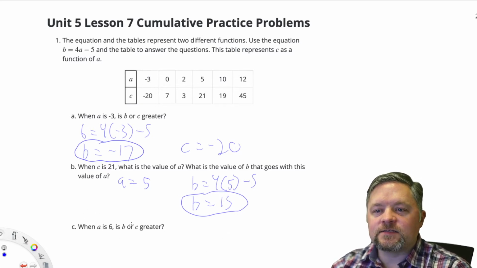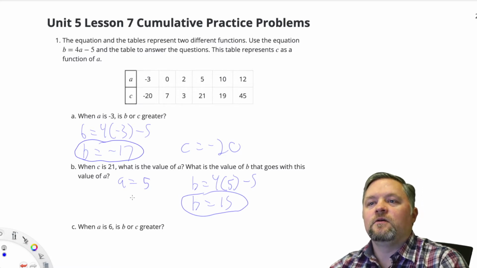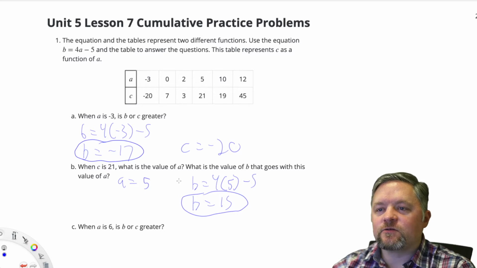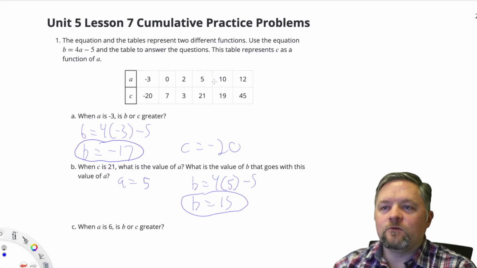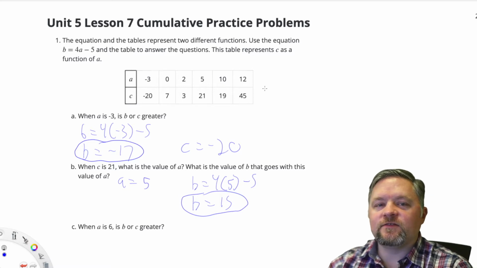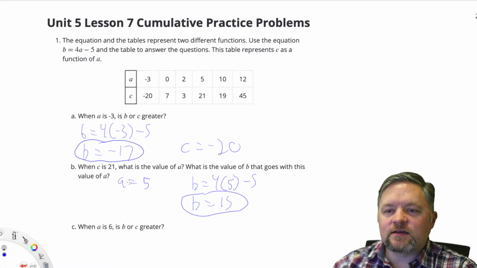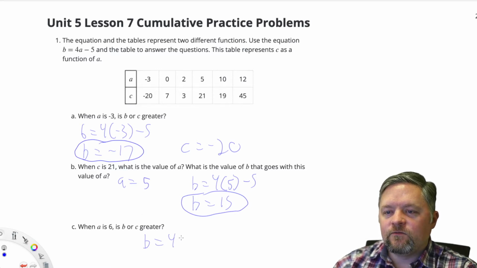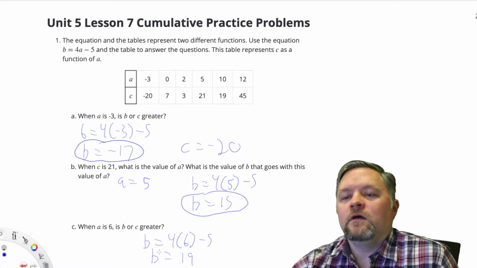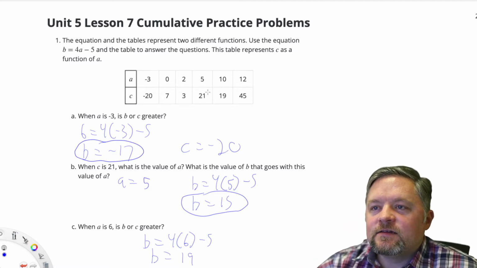When a is 6, is b or c greater? Ooh, I don't see an a of 6 on here. We're going to have to think about this a little bit. Let's check b. When a is 6, b equals 4 times 6, which is 24, minus 5 is 19. So b is 19.